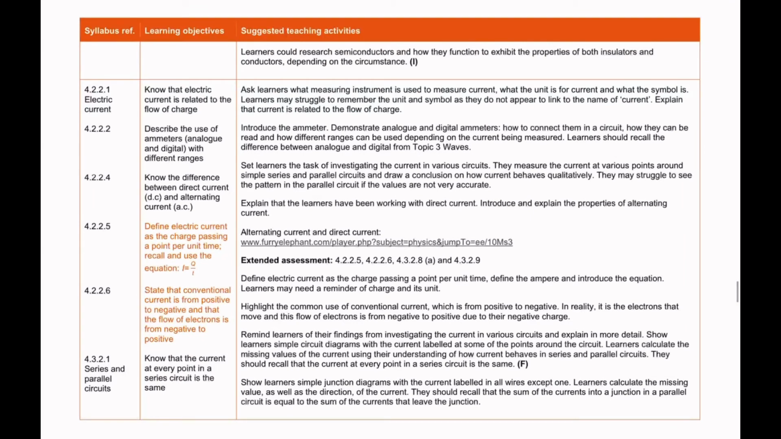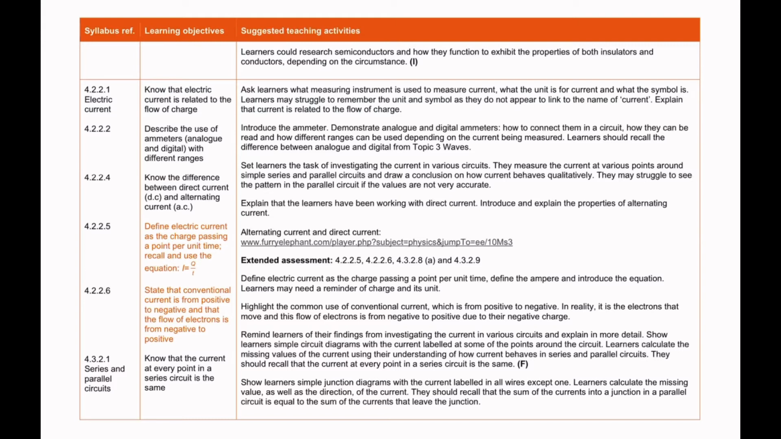Key concept 4.2.2.1 Electric currents. Learning objectives. Note that electric current is related to the flow of charge. Describe the use of ammeters, analog and digital, with different ranges. Note the difference between DC, which is direct current, and AC, which is alternating current.